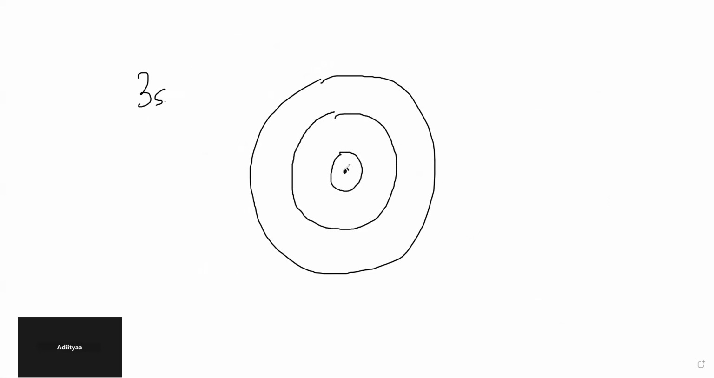Do you understand what I'm saying? Spherical node. There can be a probability of finding electrons here, but there will be a point here where there is 0 probability. For the 3s electron, there will be again probability here, non-zero. There will be a point here where there is 0 probability. And then there will be probability of finding it here.